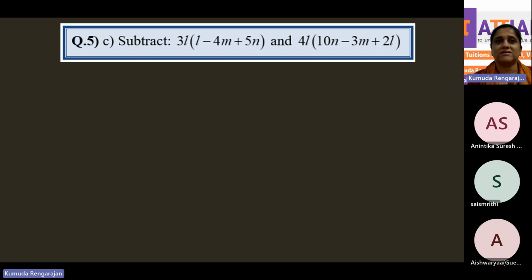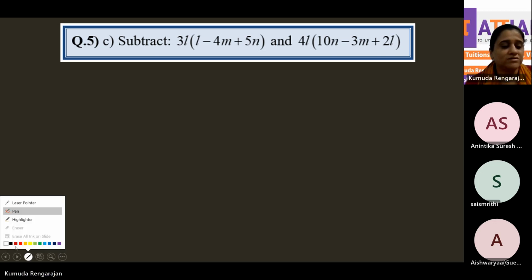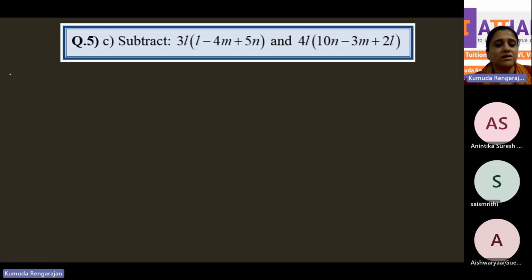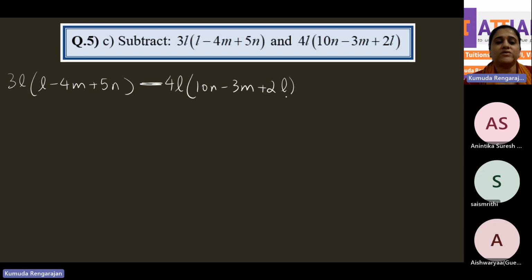This is subtract 10 and 3. 10 minus 3, 7. Subtract 3 and 5. 3 minus 5. Same order you should take. Same order. Because there is no from here. Same order. That means 3L into L minus 4M plus 5N minus 4L into 10N minus 3M plus 2L. So this is the first step.